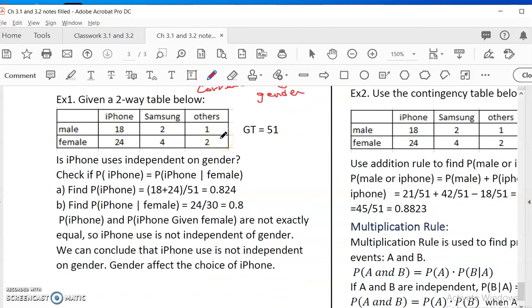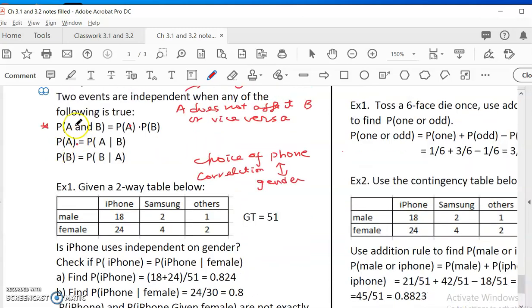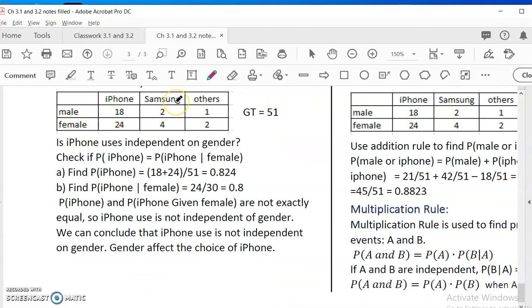We will revisit this much later in chapter 11. But in the meantime, we can use this definition of independence, one of these three formulas defining when two things are independent, to analyze it. So we want to check if the probability of someone choosing an iPhone is affected by the fact that they are female.